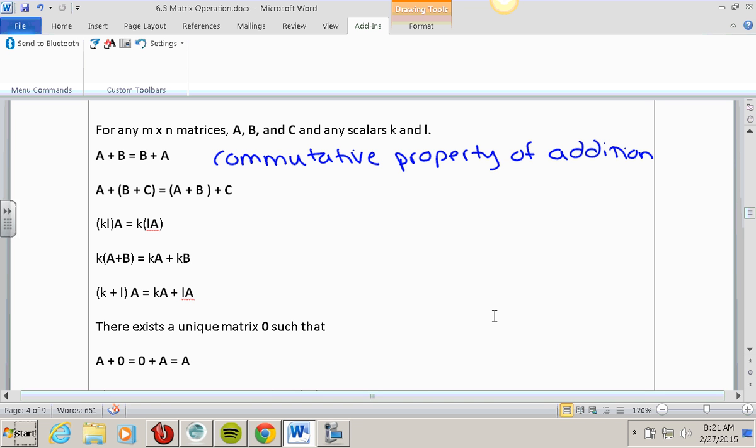A plus quantity B plus C equals the quantity A plus B, plus C. We know that is the associative property of addition. Then kl times A is equal to k times lA. That's the associative property of scalar multiplication.